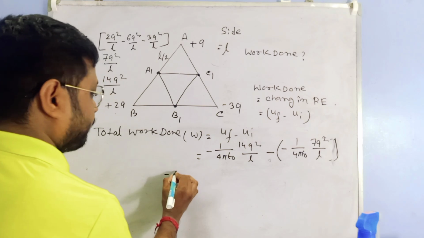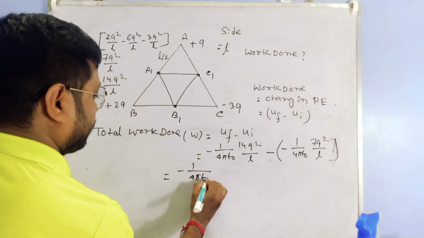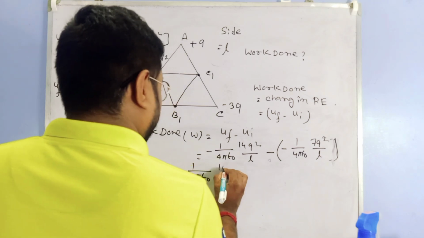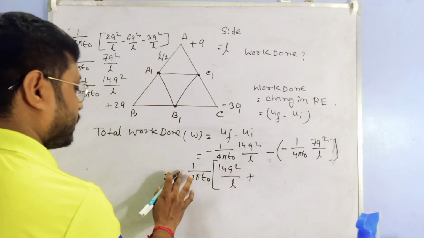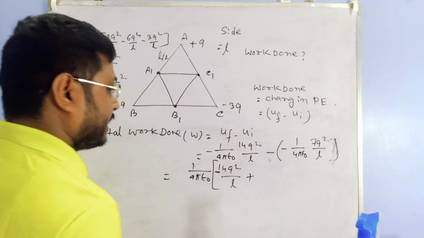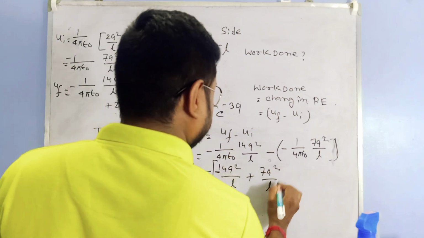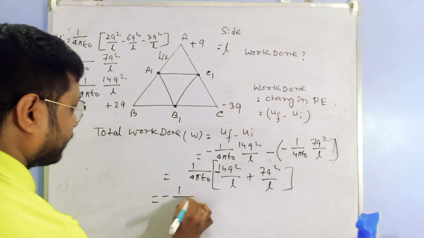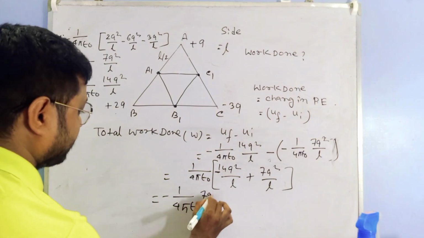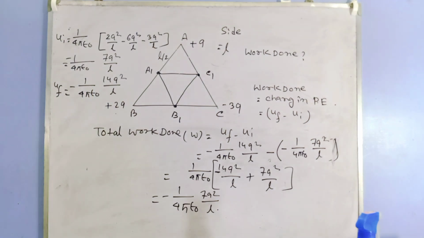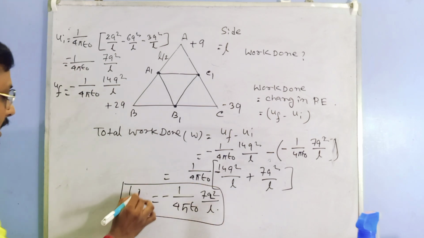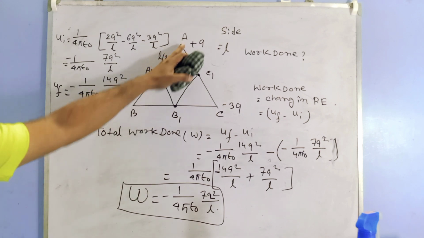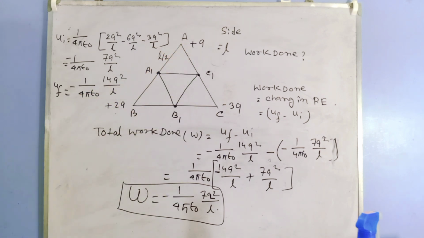So minus 1 by 4 pi epsilon naught 14 q square by L plus, as 1 by 4 pi epsilon naught is common, 7 q square by L. So minus 1 by 4 pi epsilon naught 7 q square by L. So this is the total work done required for moving the charges from the vertices to the midpoints. So work done is the change in potential energy.